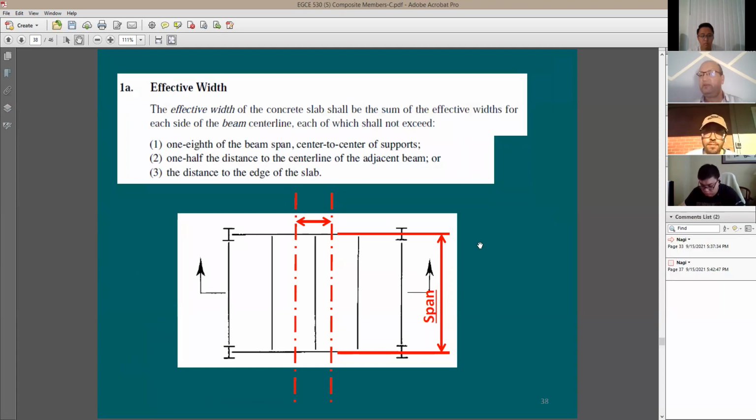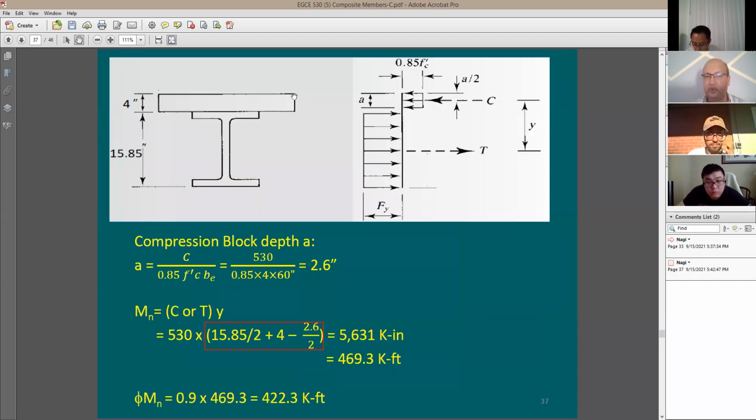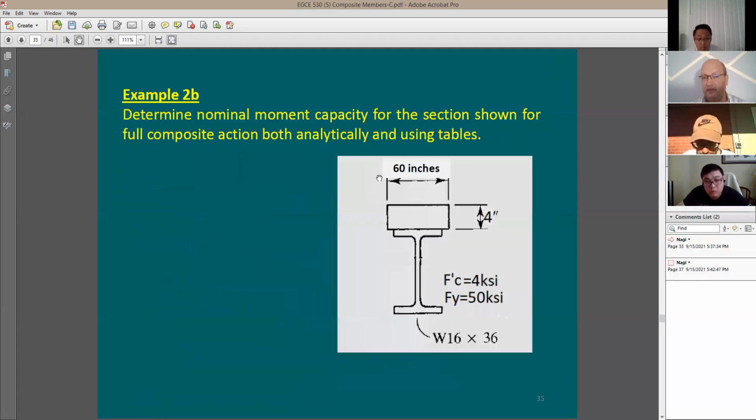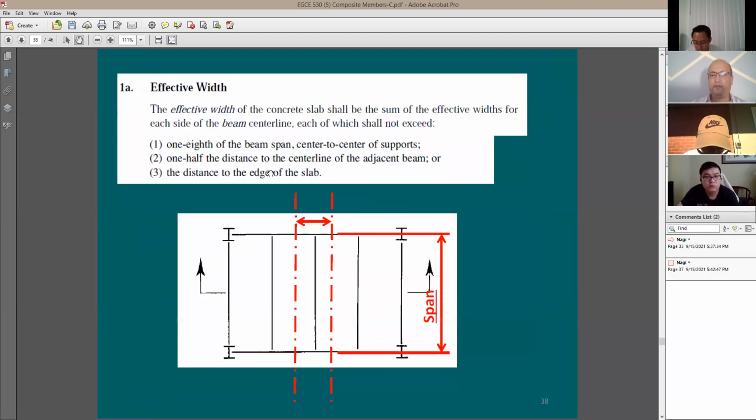Now let's see where the width is coming from. Why did I take it from 87 to 60 inches? What's behind that? So here's what the code says. For the effective width of the flange, what is the effective width of the flange? Like this width from here to here. Like this 60 inches, or in the previous example, example 2A, it was equal to 87 inches. So I need to know how I can come up with this number, right? If I'm doing an actual design.